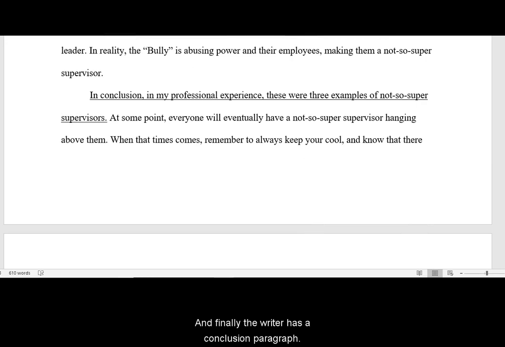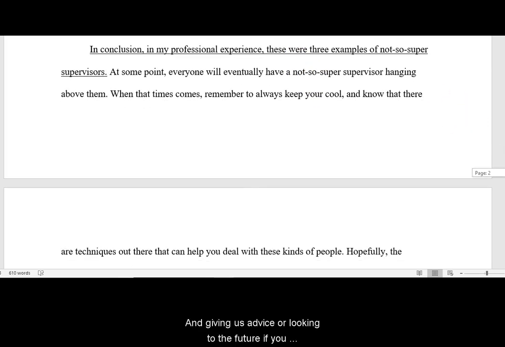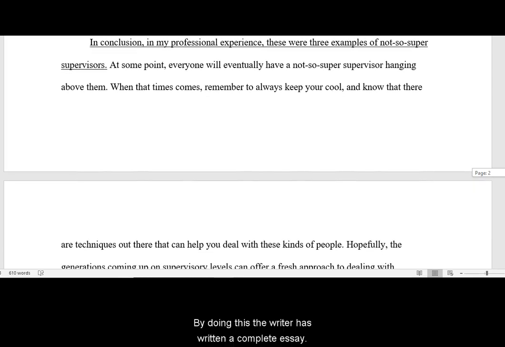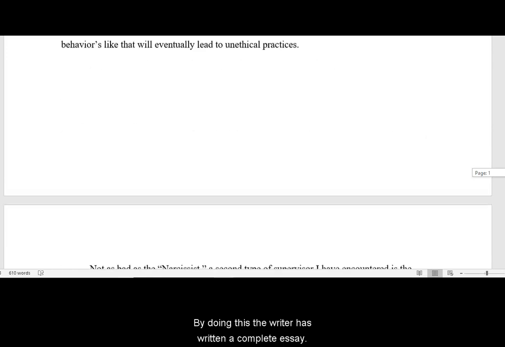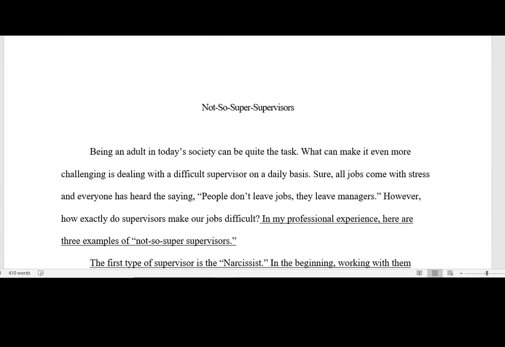And finally, the writer has a conclusion paragraph. Underlined is the restated thesis statement, and it gives us advice, looking to the future if you ever encounter a supervisor that's not so super. By doing this, the writer has written a complete essay. And this is the end of the lecture on basic essay structure.